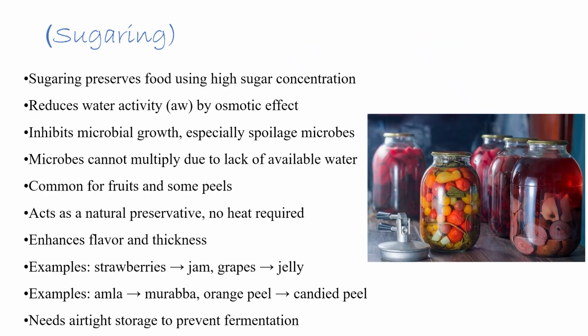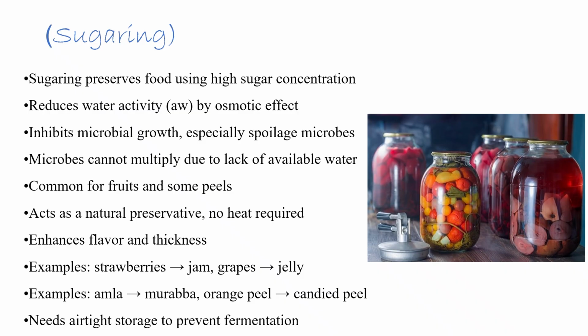And sugaring is the next type of preservation. Sugaring preserves the food using a high concentration of sugar. When we add sugar to the food, it creates osmotic pressure. This osmotic pressure causes plasmolysis, which means the plasma membrane of the microorganisms gets pores and is destroyed. So the microorganisms will be totally destroyed when using sugar as a preservative.